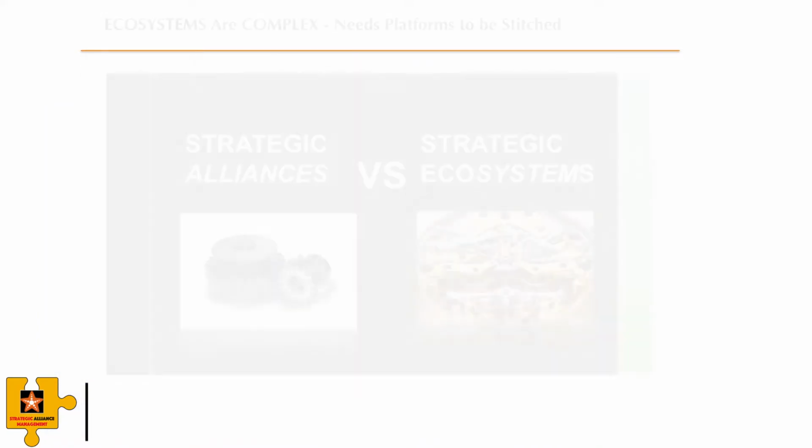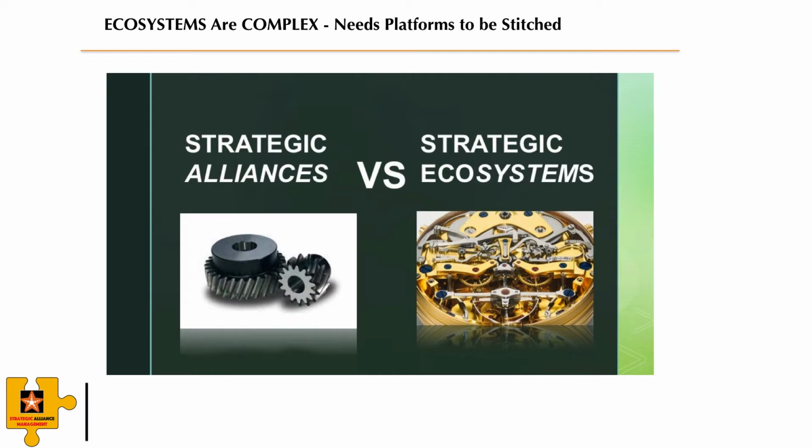That brings us to the last slide here, which is ecosystems are complex. They need a lot of stitching. Strategic alliances are very tactical, but strategic ecosystems are all about taking multiple strategic alliances together, giving it as a service, and that's where the fun is.